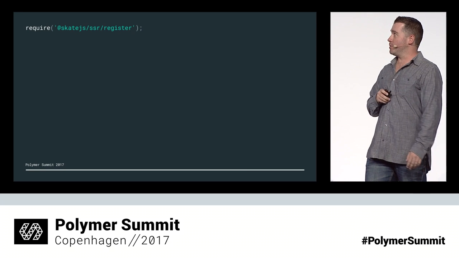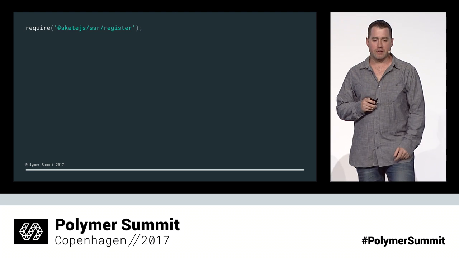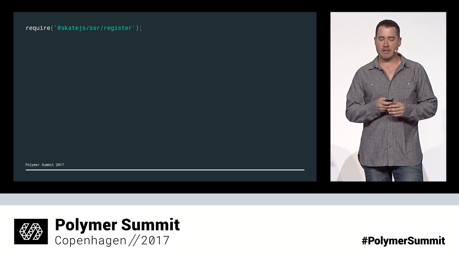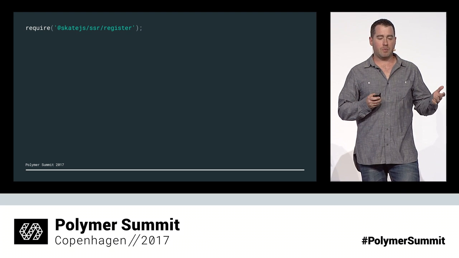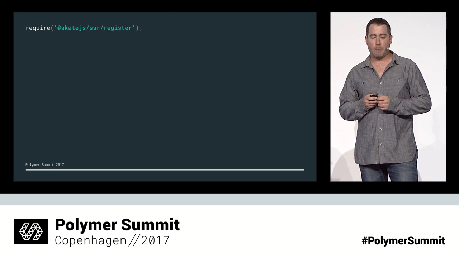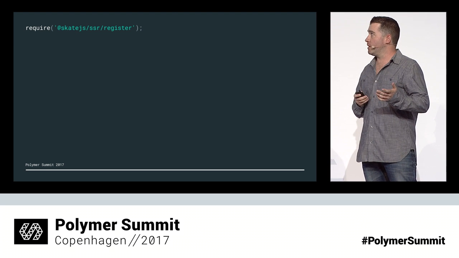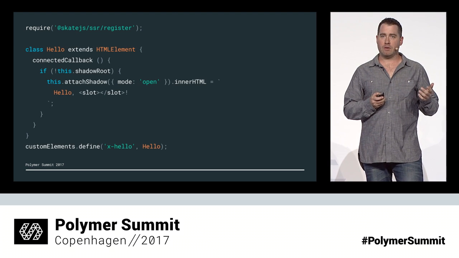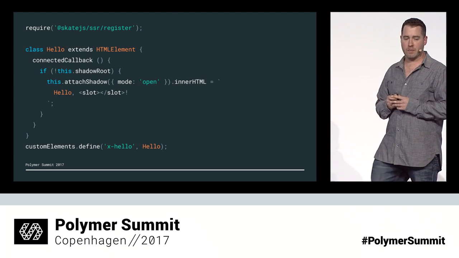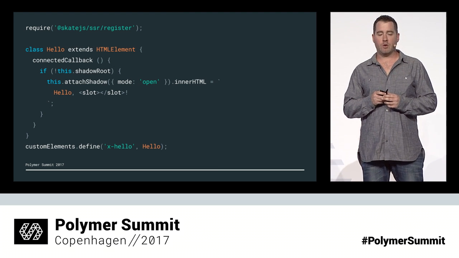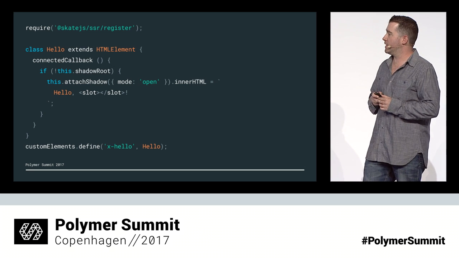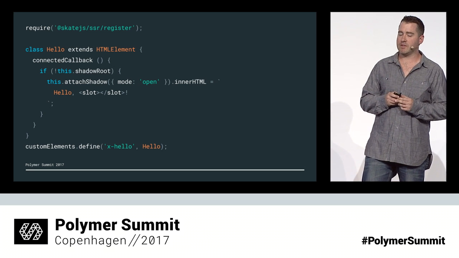The only thing you have to do to start writing web components in Node is to make sure that DOM APIs exist in your execution context. To do this, you simply require the module that registers the APIs. Once this has been done, it's as if the server and the client have joined forces. So now you can write your code as if you were running on the client. And here we've defined a simple hello world component that we're going to be using in the next example.